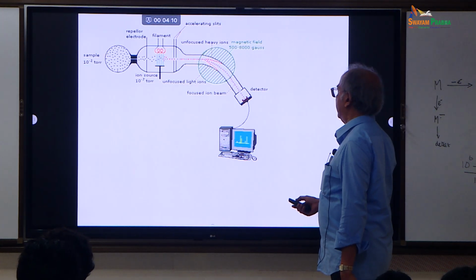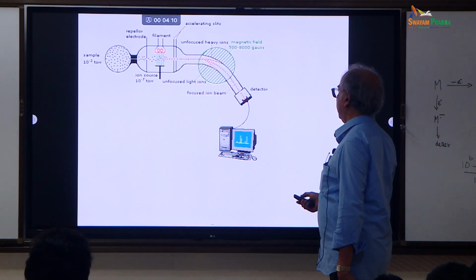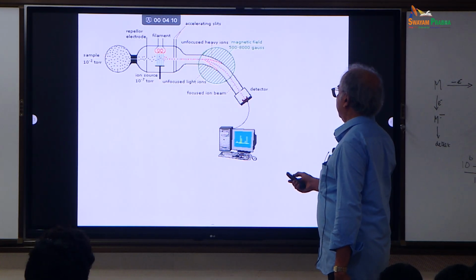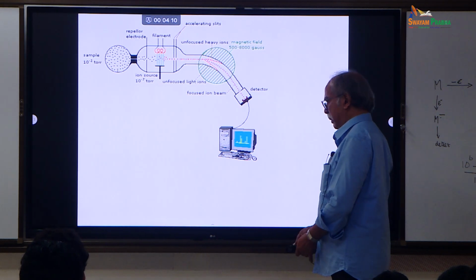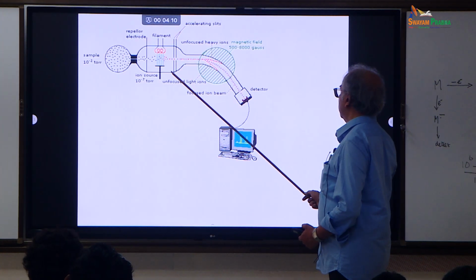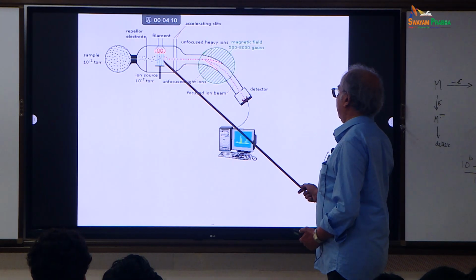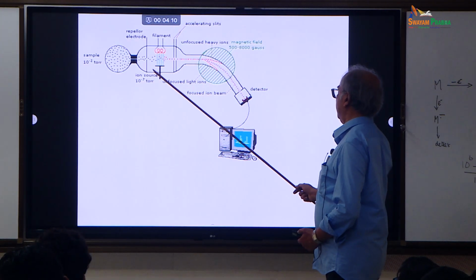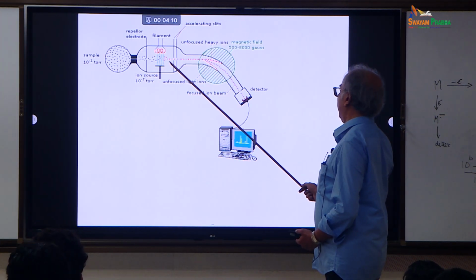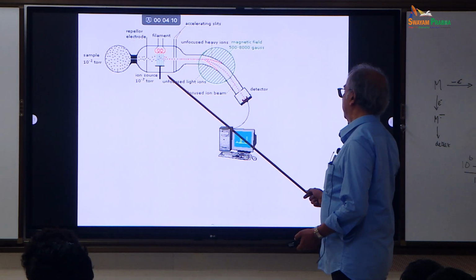A sample is taken at 10 to the power minus 2 torr. It goes through a chamber, which is the ionization chamber, at 10 to the power minus 7 torr. And the electron beam is the blue dots that you see. The electron beam ionizes the sample, and there are two plates kept here, one at positive potential, the other at negative potential. The positive potential allows the negative ions to pass through, and the negative potential allows the positive ions to pass through.